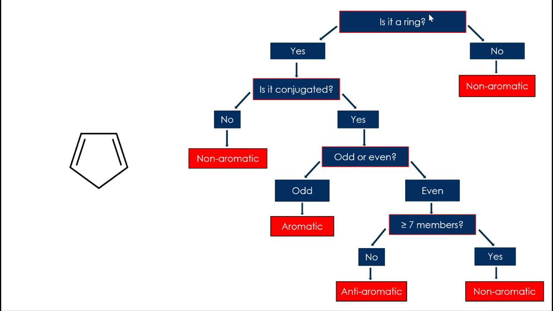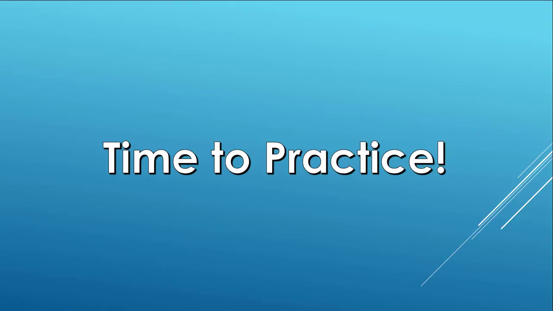So here's another. Is it a ring? The answer would be yes. Is it conjugated? We're going to check if every atom in the ring is sp2 hybridized. So this carbon and this carbon are, as well as these two. However, if we look at this carbon here, we know that it has 2 hydrogens attached, and then it's also bonded to these 2 carbons. So that's going to be 4 groups around it, which is sp3 hybridized. Because this carbon is sp3 hybridized, we cannot call the ring conjugated. So the answer would be no, and this molecule is non-aromatic.